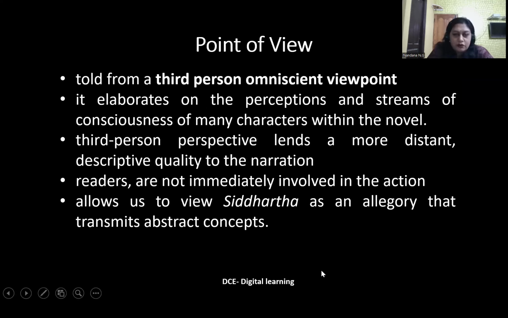The point of view is told from a third person omniscient viewpoint. It elaborates on the perceptions and streams of consciousness of many characters within the novel. The third person perspective lends a more distant, descriptive quality to the narration. This has a very positive side, because he is more or less objective. He is not giving his personal opinions. He or she is just describing what is happening or what the character is doing. Readers are not immediately involved in the action in this third person point of view. It also helps us to view Siddhartha as an allegory that transmits abstract concepts.